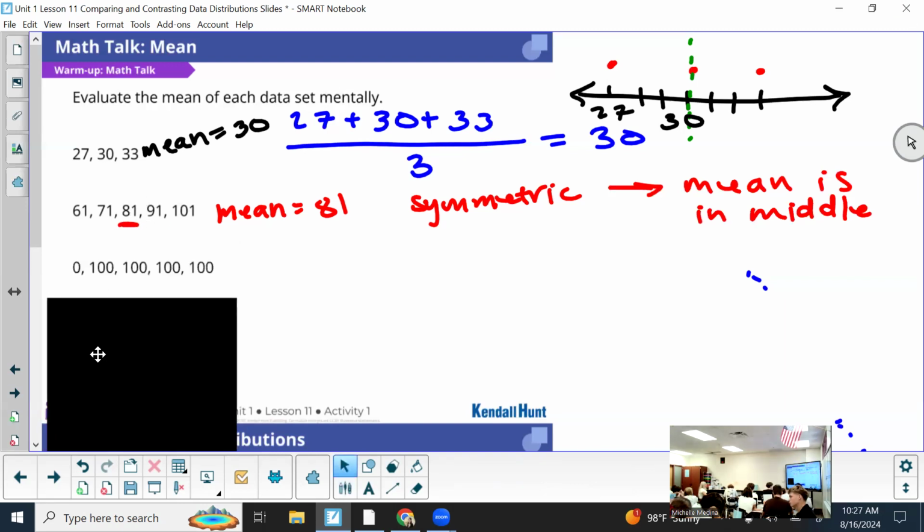All right. Next data set, when you think you know the mean, put your thumb up. So 0, 100, 100, 100, 100.